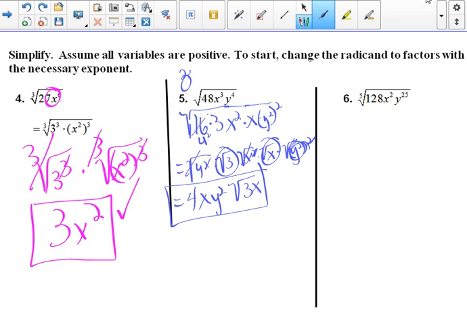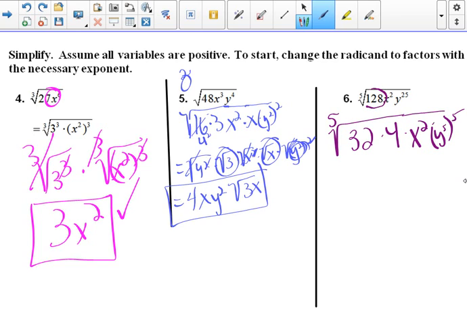Number 6, I've started here. We've got the fifth root of 128. Well, 128 can be written as 32 times 4, and we know 32 is 2 to the 5th power. So we're trying to get those in factors of powers that match our index. Then x squared, and y to the 25th is y to the 5th power, 5 times 5 is 25.